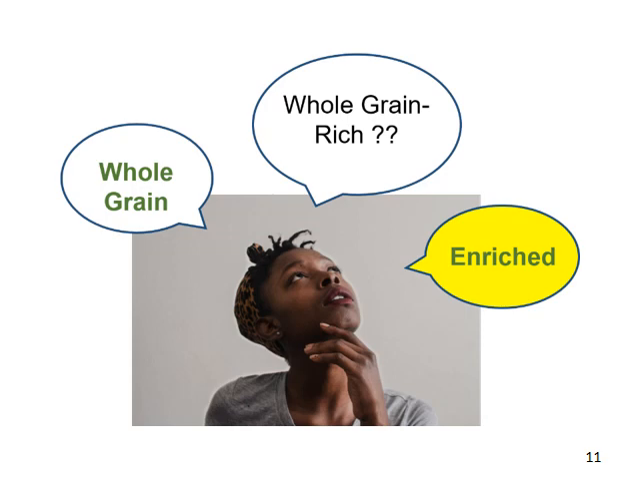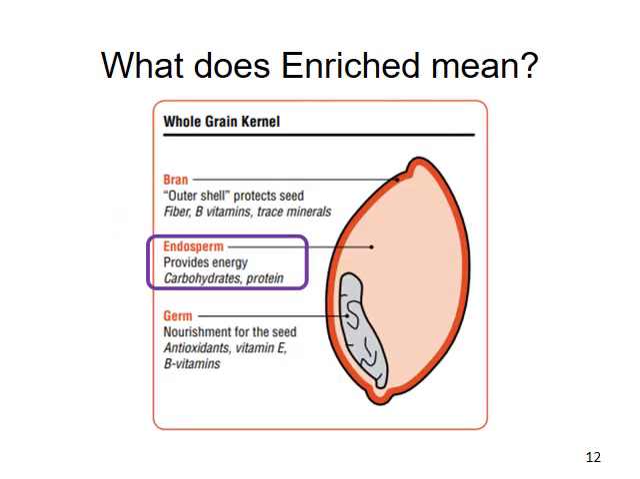Okay, we have a better understanding of the term whole grain. Now let's talk about the term enriched. Remember this picture? It shows the three parts included in a whole grain kernel. However, as we know, not all grains are whole grains. Some grain products, like white flour and white rice, are made by removing the bran and the germ from the grain kernel, and only the endosperm remains, circled in the purple.